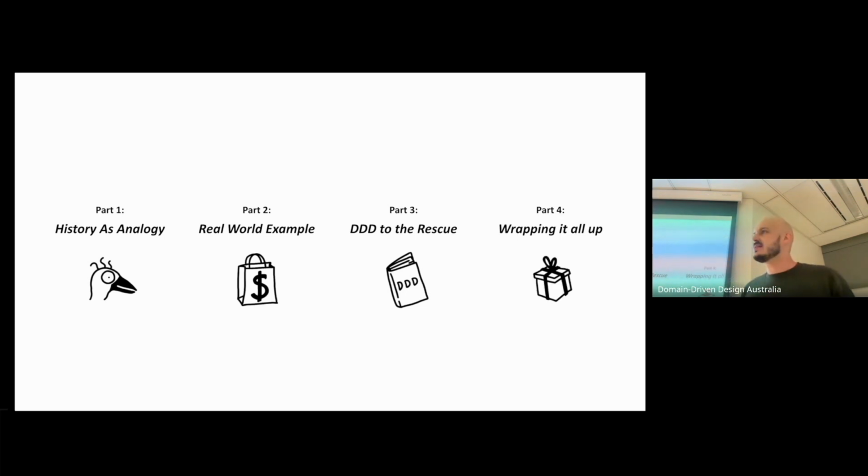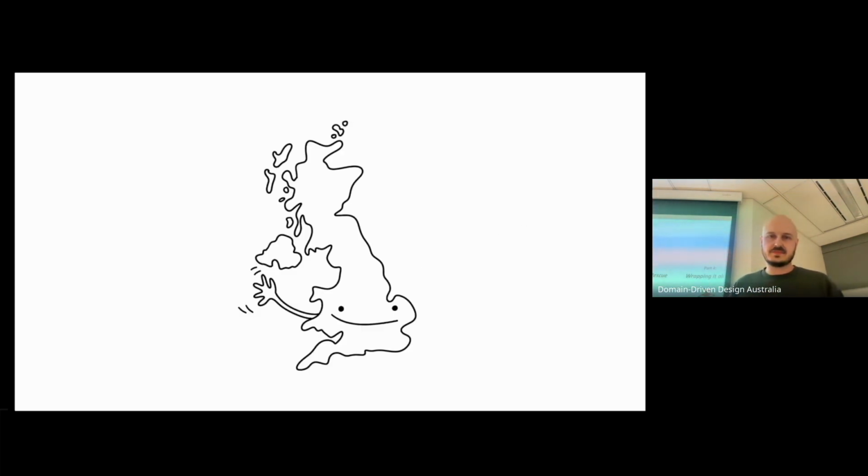And we're going to do this in like 4 parts. So a bit of history as an analogy, a sort of little silly code example in there as well. Then we'll make that a bit more real world, but with the same kind of problems. Then we'll talk about how DDD comes in and can help us out with some of those problems we saw, and then just a tiny little summary and wrap up at the end.